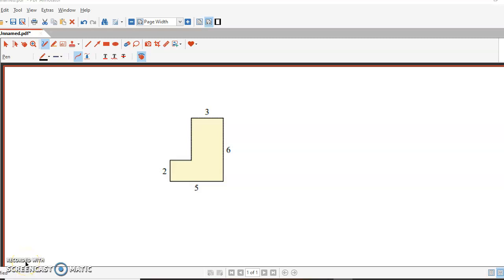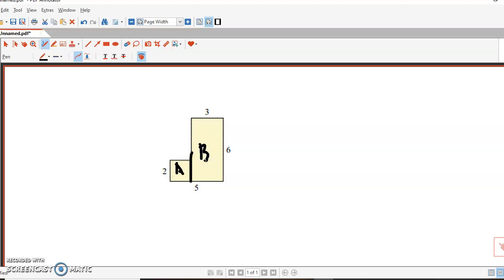Today we are going to decompose irregular polygons to find the area of the entire polygon. So the first thing that we need to do is draw a line to decompose this polygon. So right here, I'm going to draw my line. So now I have polygon A and I have polygon B.